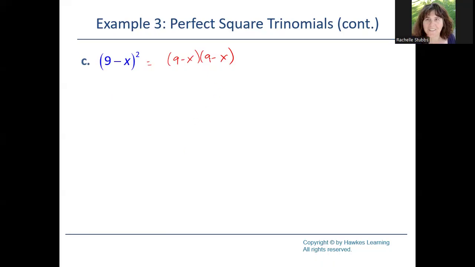Okay? So 9 times 9, 81. Minus 2 times 9 times x. Minus a negative times a negative is plus x squared. I end up with 81 minus 18x plus x squared. That would be the answer.